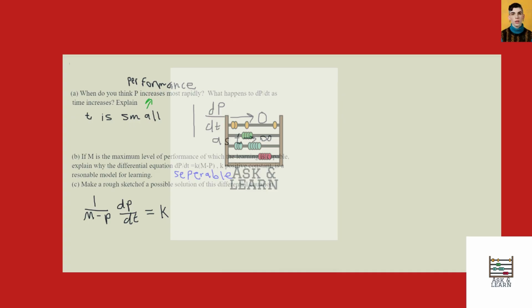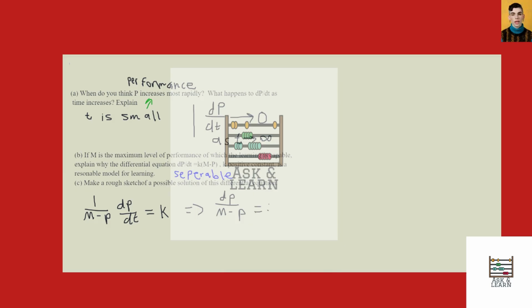Okay. Now the next thing I want to do is move my dt over. I'll move the dP up here. So dP over M minus P is equal to K dt.